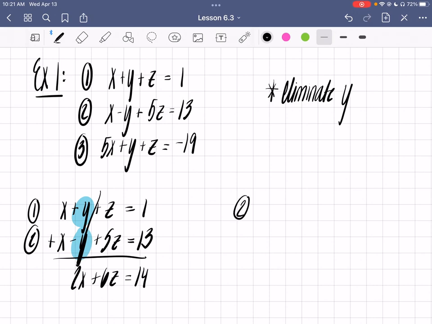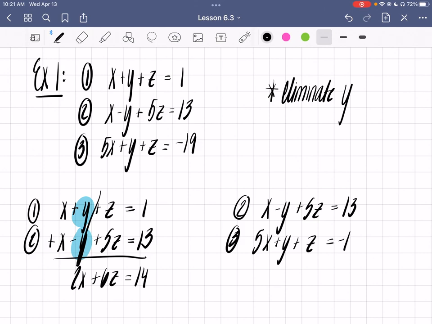So instead of that, let's just use equations 2 and 3 because that makes our lives a little bit easier. Easier is the name of the game, especially when it comes to this process. Okay, so again, my y's are going to eliminate really nicely here. Go ahead and add down. So we get 6x plus 6z equals negative 6.